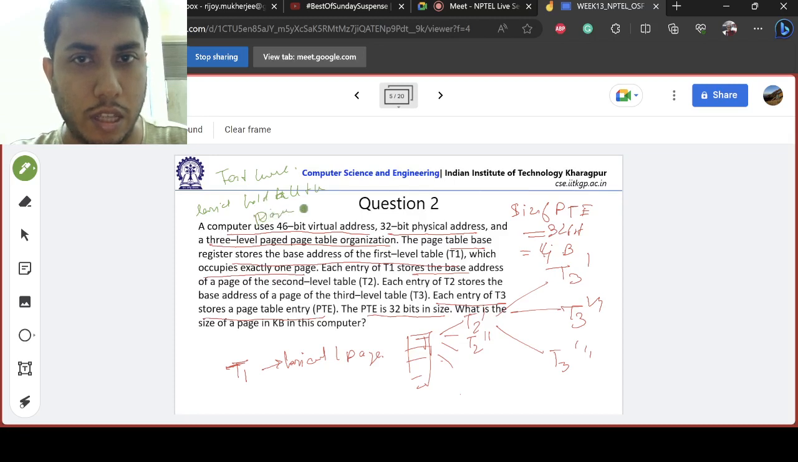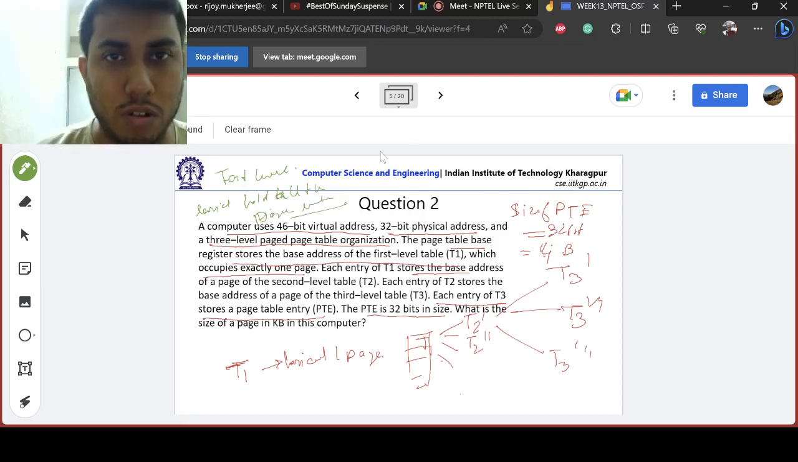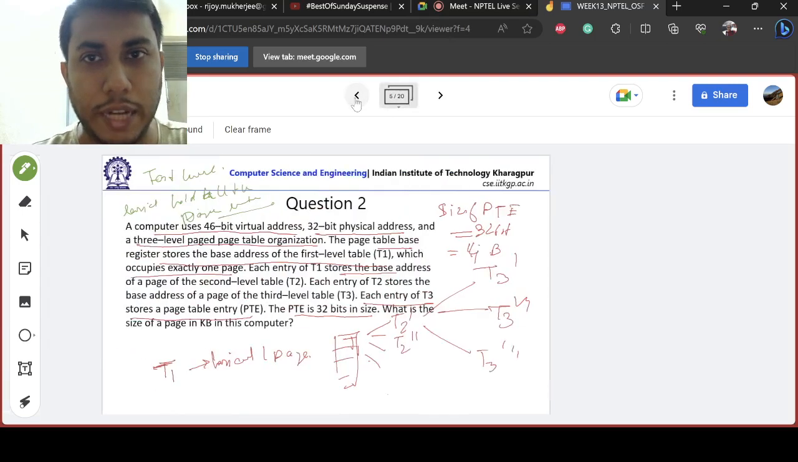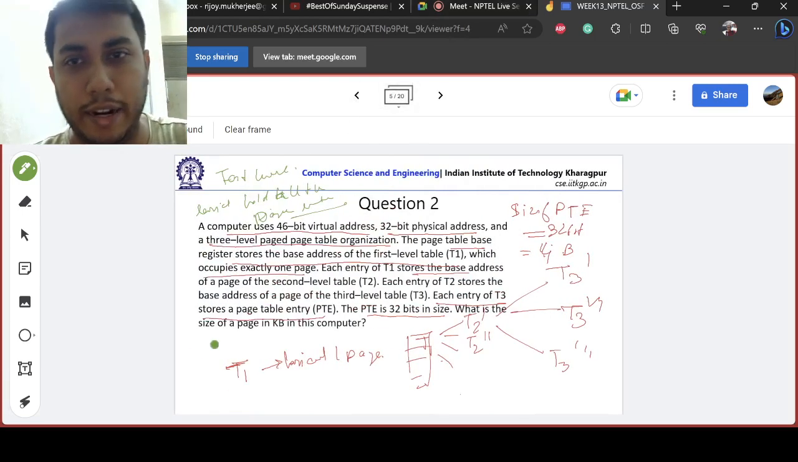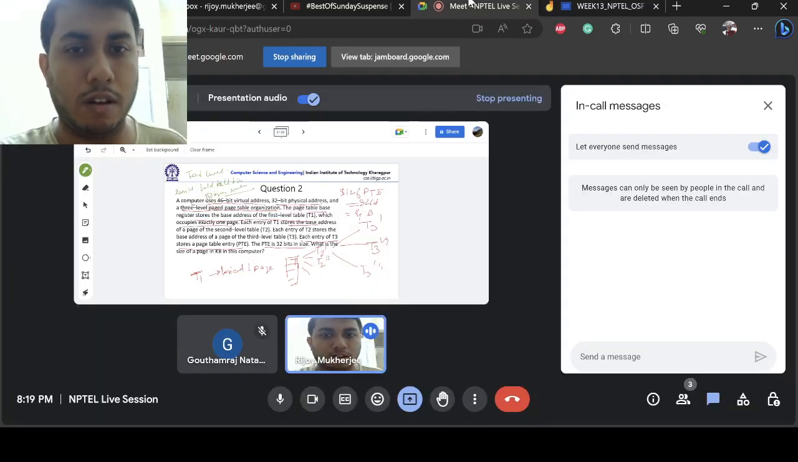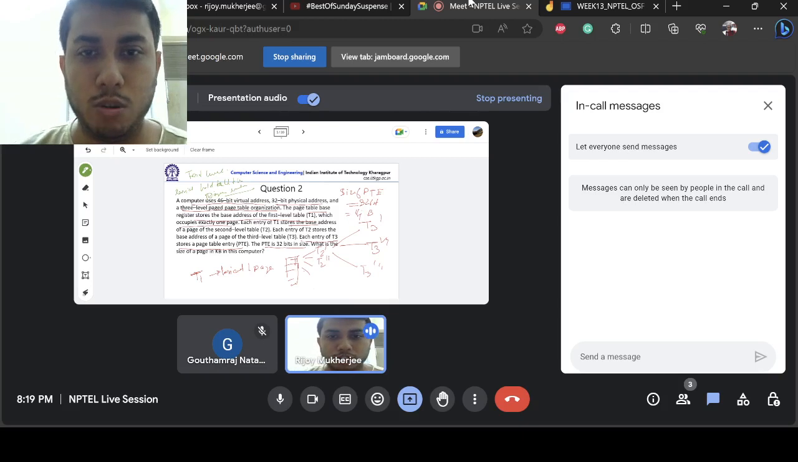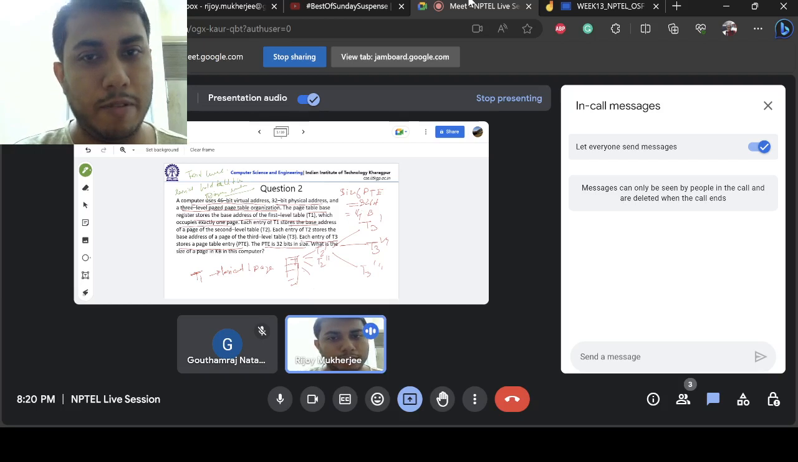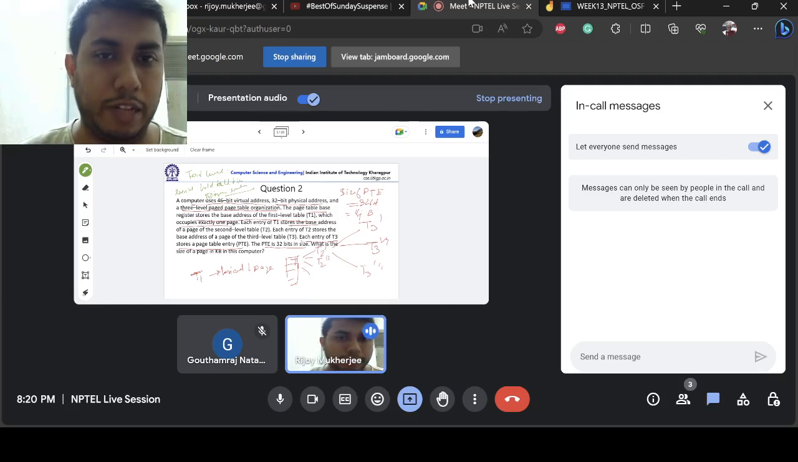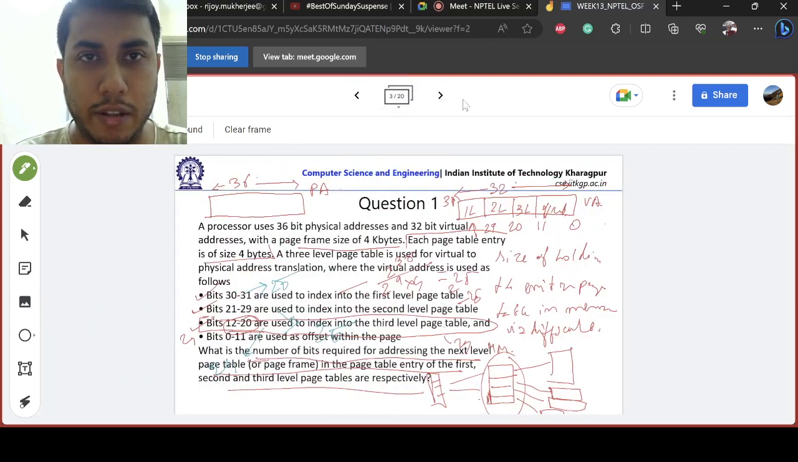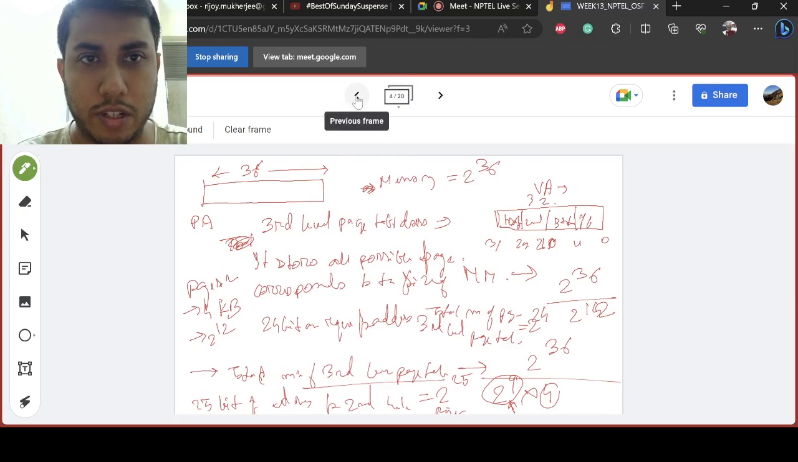page entries. So we saw that here 2 to the power 46 is the total number of pages, that is the total number of entries in T3. That is one trick. And then all the page table entries of T2 reference all the page tables of T3, the total number of page tables that are there in T3. That way you do the back calculation. It was similar here.